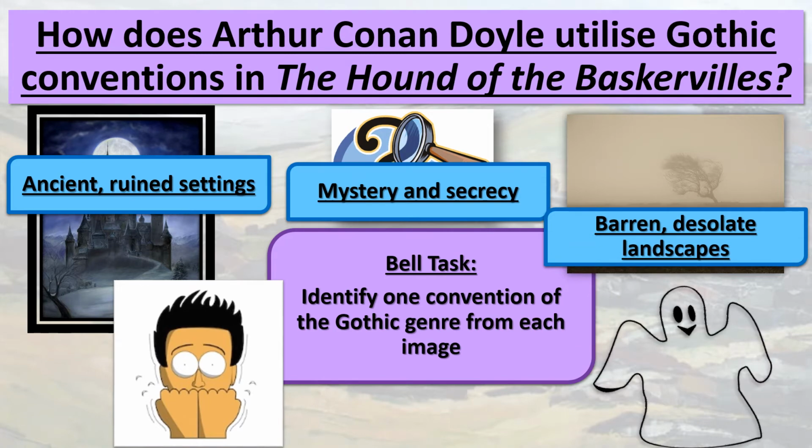And then over here on the right, we've got an example of the kind of barren, desolate landscapes that are so commonly associated with the Gothic. That sense of isolation that these landscapes create is very crucial to the fear that the characters feel and that we as readers can empathise with.